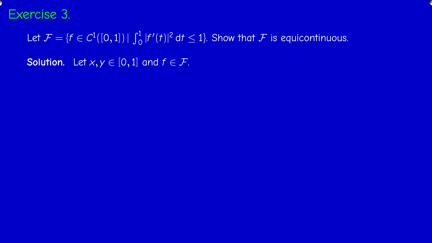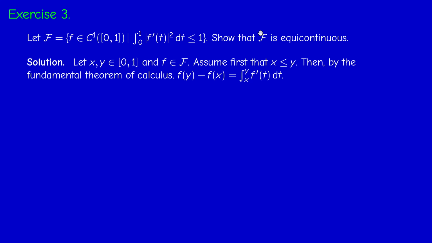So pick two elements x, y in 0, 1, and an arbitrary element in this collection. Of course, here x and y will play the same role, so one is less than the other. So you can call x the smaller, it doesn't really matter. Okay, so by the fundamental theorem of calculus, f of y minus f of x is the integral from x to y of the derivative. This is the rule that you know to evaluate integrals, because f is an antiderivative of f prime.